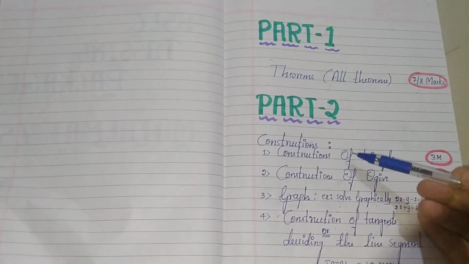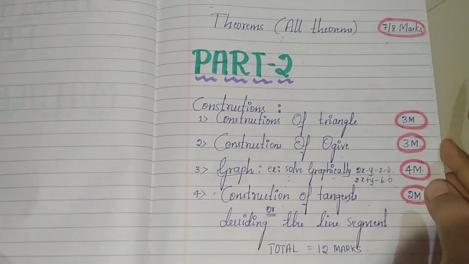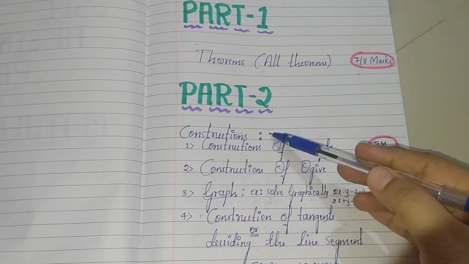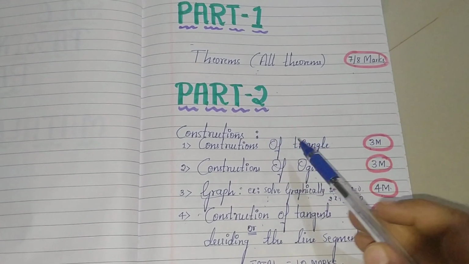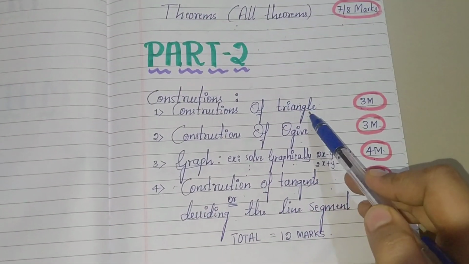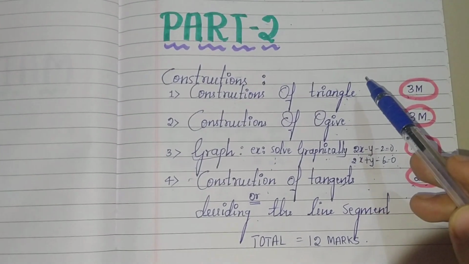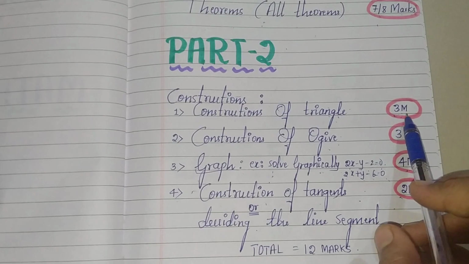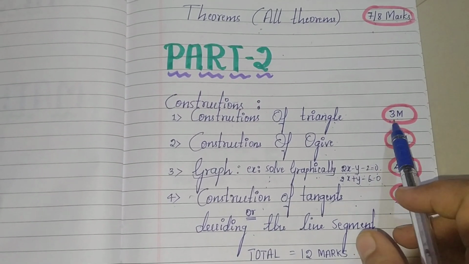Here you can see in part 2 I have divided it into 4 parts, constructions. In construction, the first thing is construction of triangle. If you practice construction of triangle, you are going to get 3 marks. All kinds of problems you have to practice.